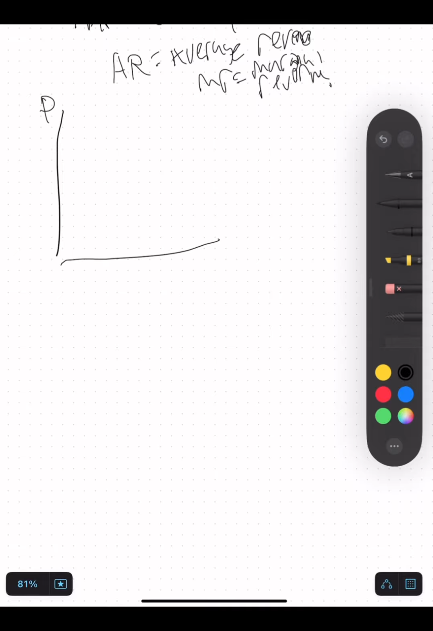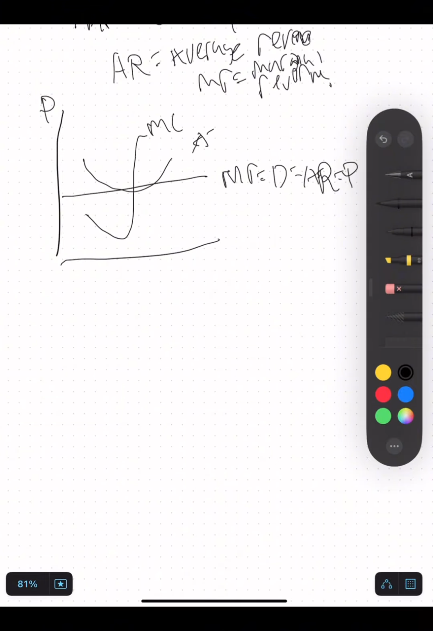So now let's take a look at graphs for perfect competition. We always start with the MR = D = AR, and we graph the MC. So MR equals MC, so they will be intersecting. And in this graph, you see the ATC is touching the MR = D = AR, which means that this is a break-even. This firm is in a break-even right now.